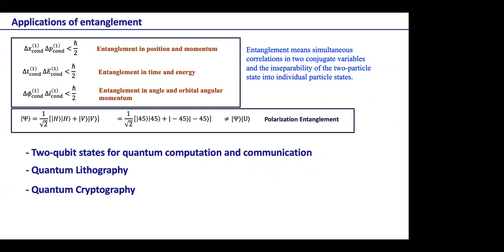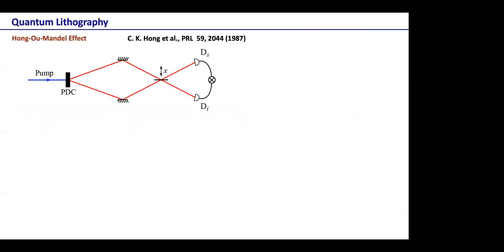But what I do want to talk about a little bit are these applications. One's called quantum lithography, quantum cryptography, quantum teleportation, quantum imaging. I'll be very quick, as some of this application you might already know. So first, quantum lithography. Quantum lithography got people looking at these entangled photons very seriously. This is coming from this particular effect that's called the Hong-Ou-Mandel effect.